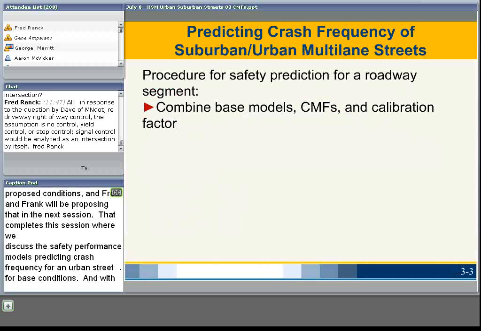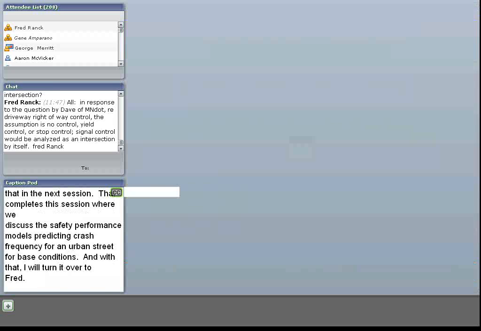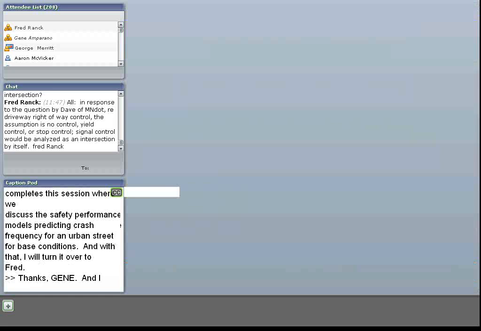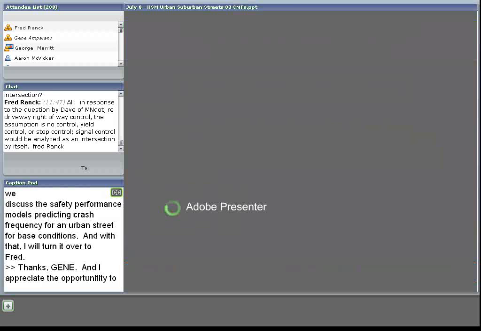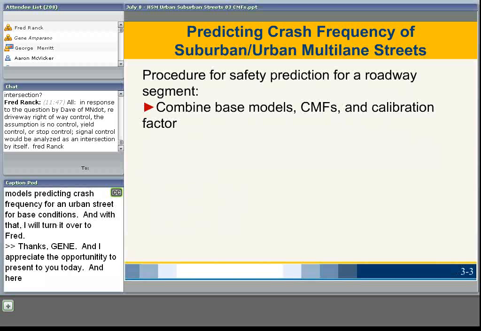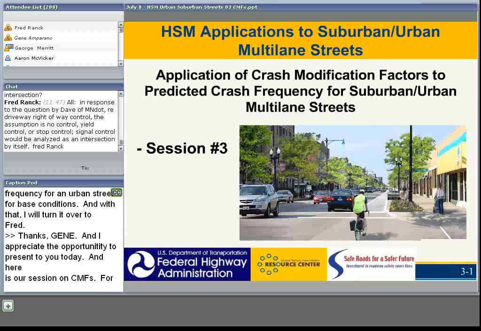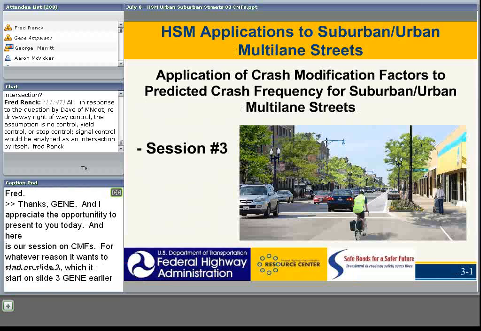The next step is to adjust the predicted value for base conditions to either existing conditions or proposed conditions, and you would do that by applying crash modification factors that adjust your predicted value to reflect actual conditions or proposed conditions. And Fred Rank will be presenting that in the next session. That completes this session where we discuss the safety performance models for predicting crash frequency for an urban street for base conditions. And with that, I will turn it over to Fred.